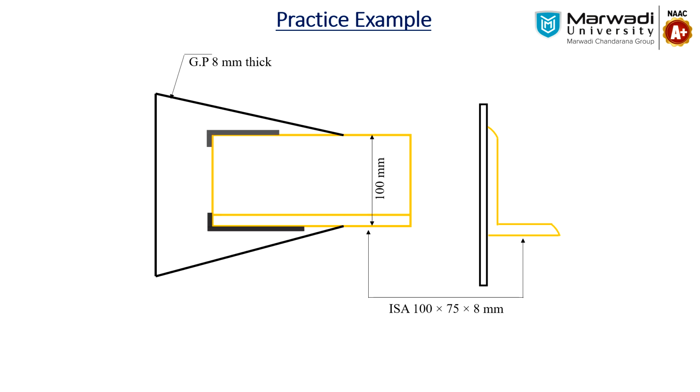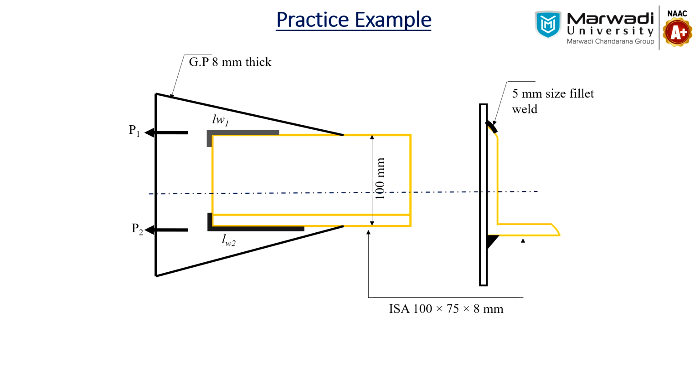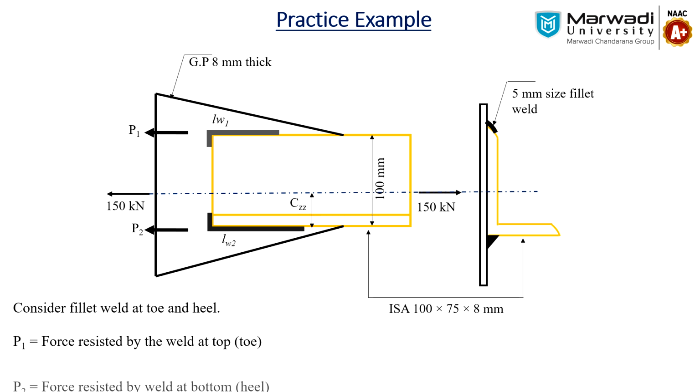So if we are going to provide the weld, the length of the weld will be more on the bottom side. So we are providing a 5 mm size fillet weld, and we have to design the length of the weld LW1 and LW2. Here we will consider that P1 is the force resisted by the weld of length LW1, and P2 is the force resisted by the weld at the bottom or heel side. So P1 and P2 are the individual forces, and LW1 and LW2 are the lengths of the weld we have to consider on both sides.